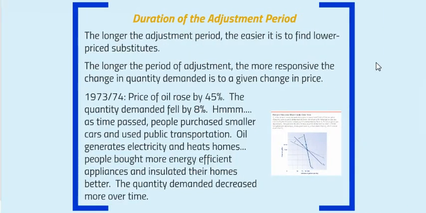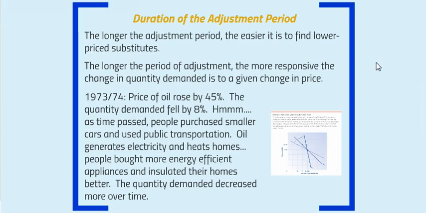Duration of the adjustment period. The longer the adjustment period, the easier it is to find lower price substitutes. The longer the period of adjustment, the more responsive the change in quantity demanded is to a given price. So let's tell a story about gas prices, or oil prices, which affect gas. In 1973-74, the price of oil rose by 45%. That's a huge increase. The quantity demanded only fell by 8%. That's strange. You would think if the prices rose that much, the quantity demanded would fall that much.